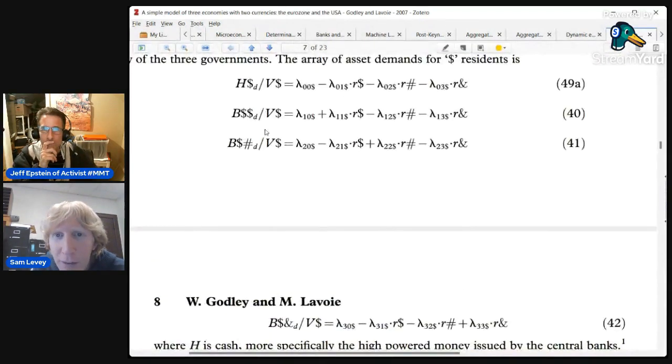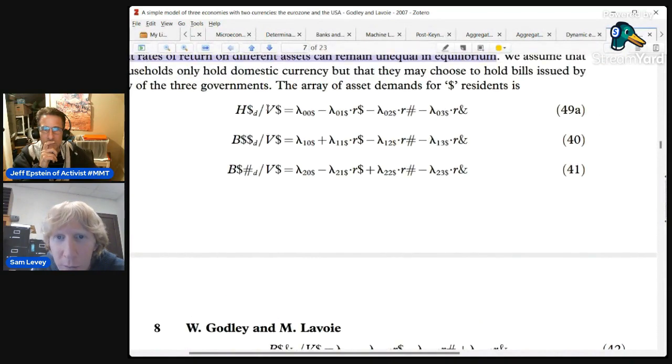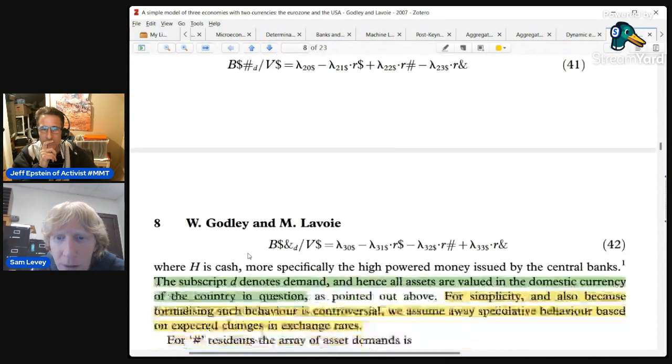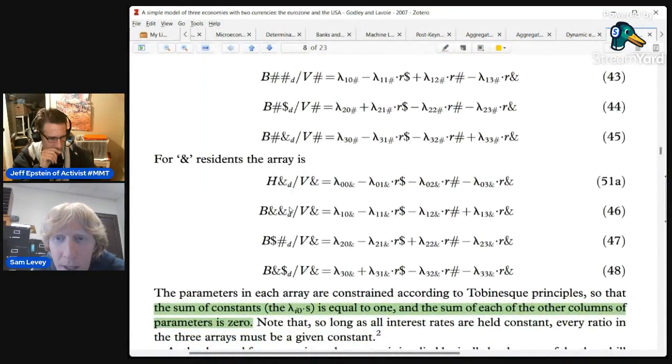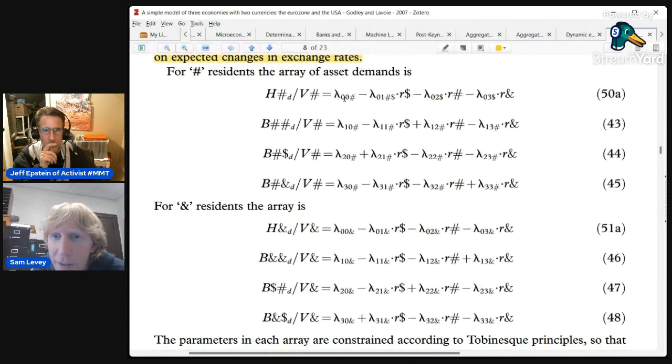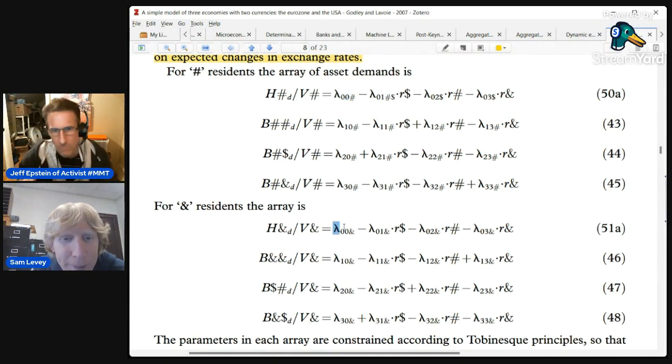So we have these 4 equations for US residents, right? They can hold their wealth in these 4 forms. This is for the French people, this is for the Greek people, and there are a lot of parameters, right? Because there's 16 of these lambdas. So 16 times 3 is 48, I guess. So there's 48 parameters here.